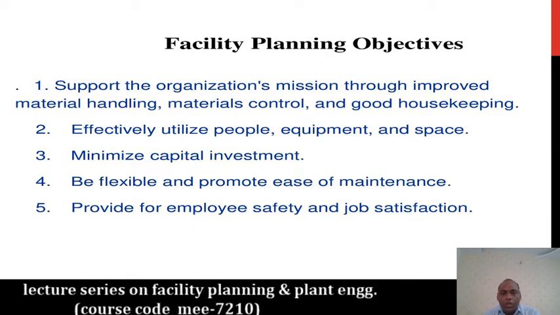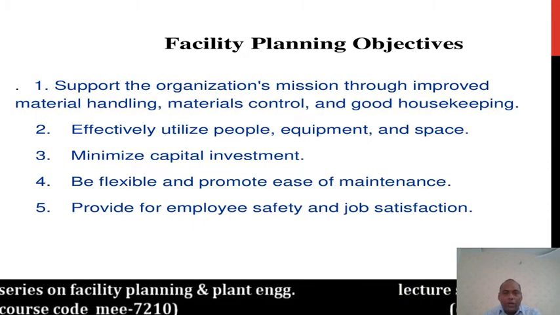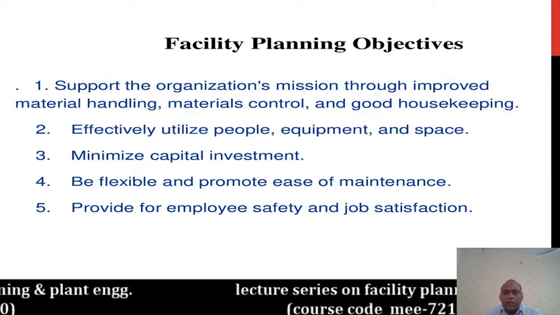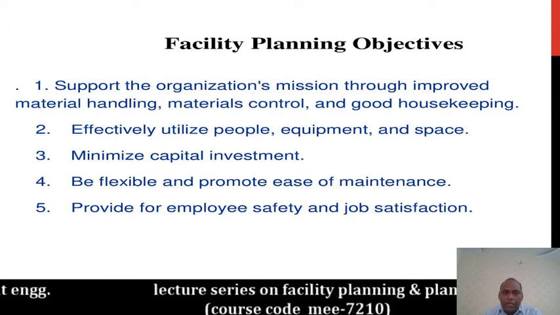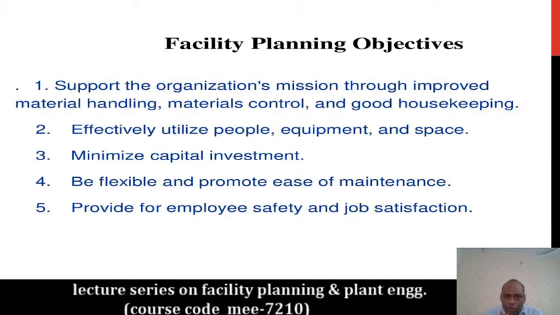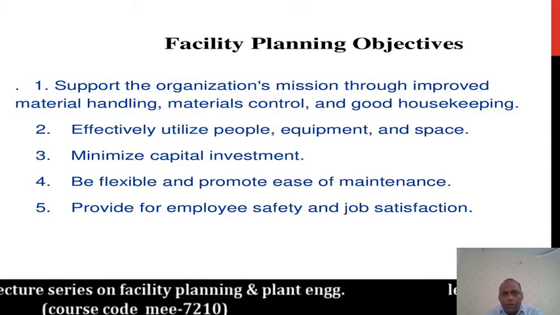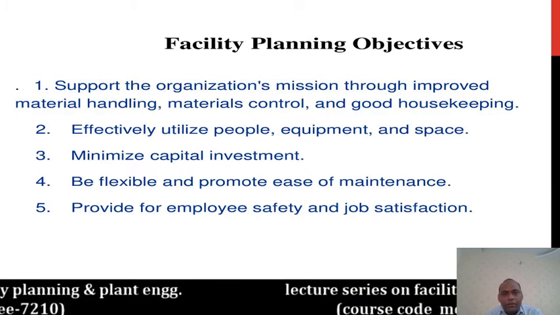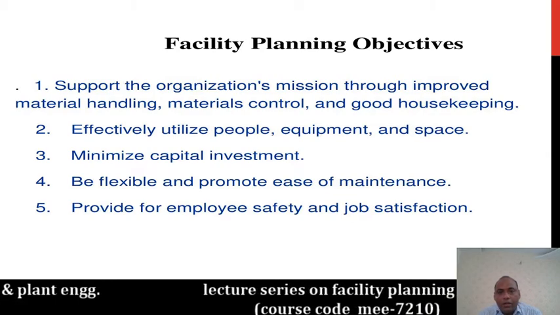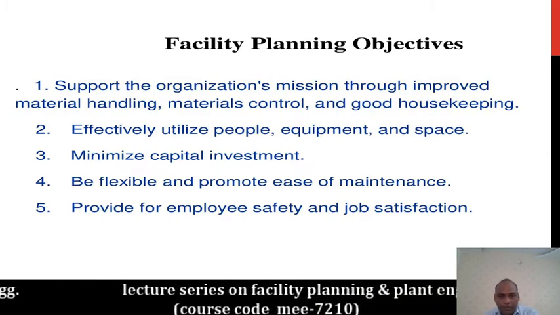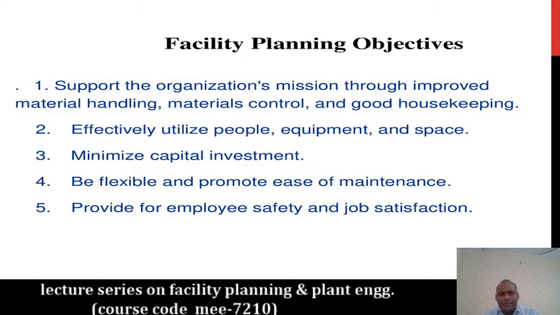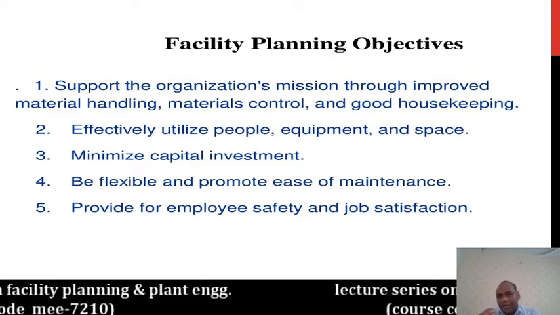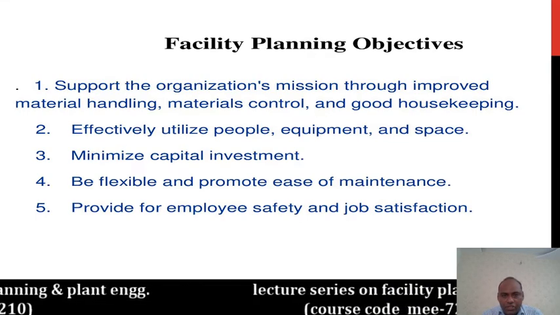So first of all, you fulfill in your planning what is the goal, what is the mission of your organization, and what they want from you in their planning. Generally, the proper organization mission is improve material handling, controlling over the material, and good housekeeping. These are the three basic areas under which we can easily plan the organization's goal.